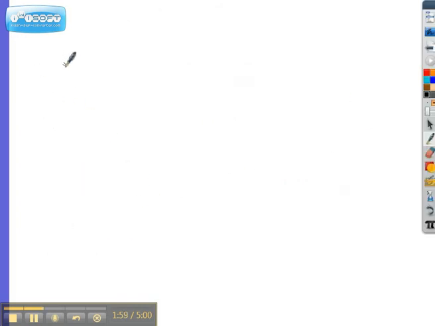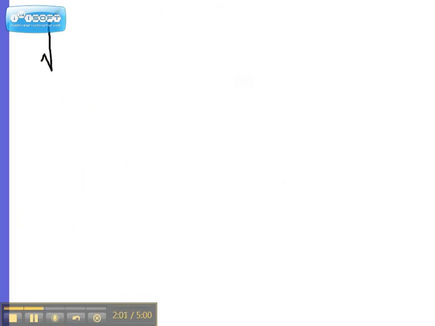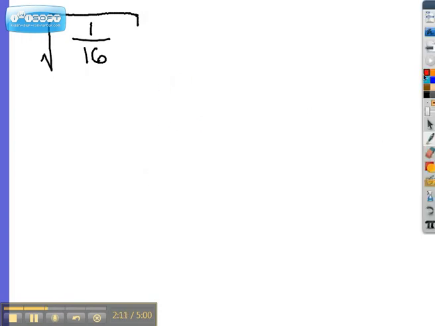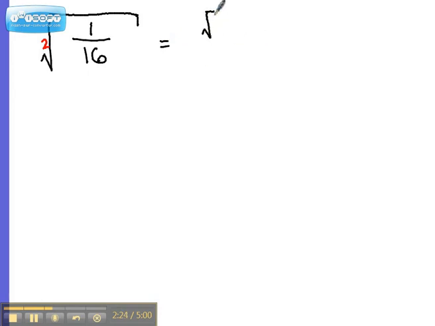So let's say that you wanted to find the square root of a fraction. So 1 over 16. And we want to know what that equals. So again, if you want to, you can put this 2 in here to remind you that it's the square root. Do not need to though. But when you have a fraction, we're going to break it up into 2 parts. We're going to break this up into the square root of 1 divided by the square root of 16.